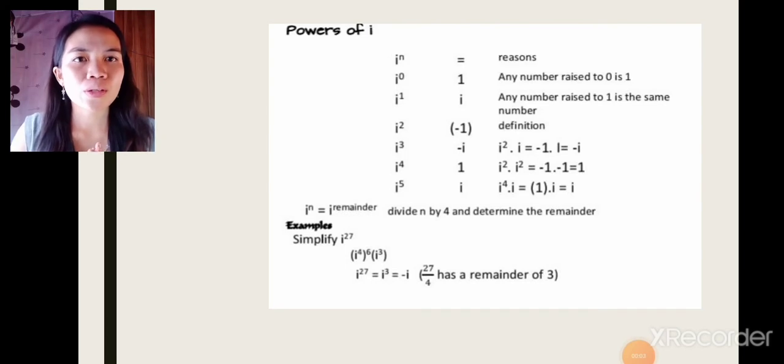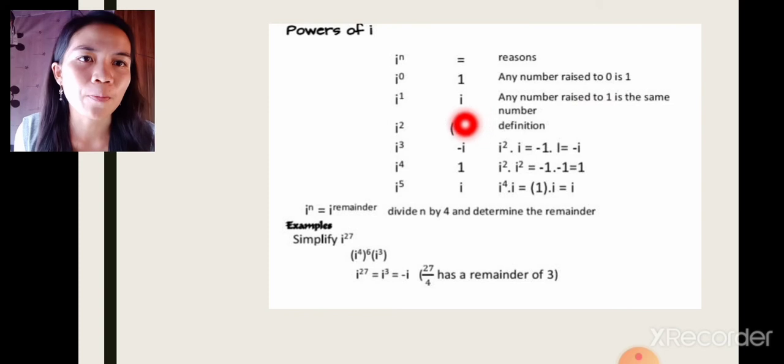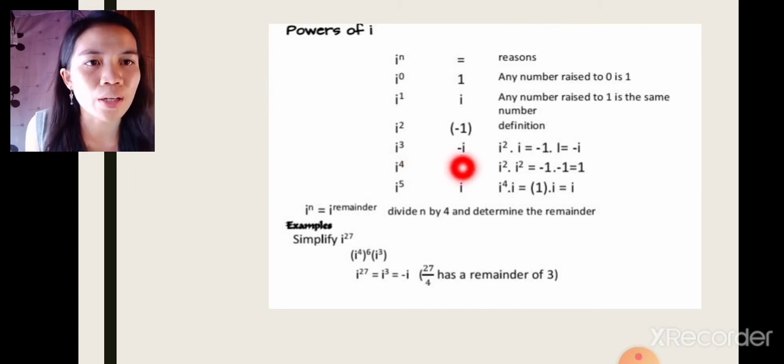So let's proceed to the powers of i. I to the power of n is equal to the following. I to the power of 0 is equal to 1. Any number raised to 0, the answer is 1. I raised to the power of 1 is i. Any number raised to 1 is the same number. I squared is equal to negative 1. I raised to the power of 3 is equal to negative i, because i squared times i is equal to negative 1 times i, which is negative i.